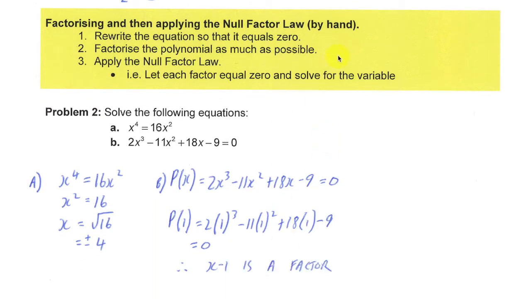The next technique we take a look at is factorising and then applying the null factor law. Let's look at A. We've got x to the power of 4 equals 16x squared. Divide both sides by x squared, and so obviously x to the power of 4 is going to become x squared. And now let's take the square root of both sides and I get plus or minus 4.